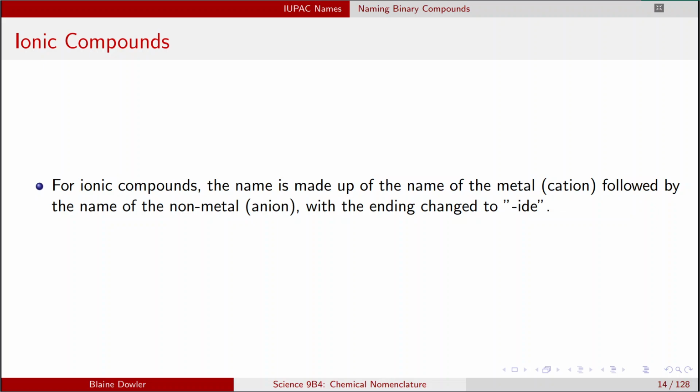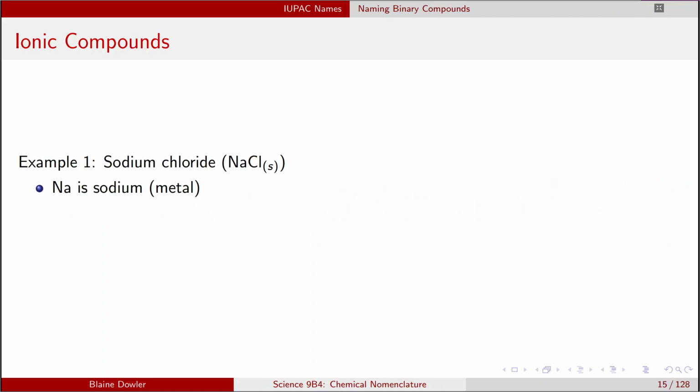For ionic compounds, the name is made up of the metal, or the cation, followed by the name of the nonmetal, the anion, with the ending changed to IDE. For example, sodium chloride, NaCl. Na is sodium, that's a metal. Cl is chlorine, it's a nonmetal. The name is sodium chloride. We change that "ine" to "ide." Oh, and I should have mentioned, see there's no bullet for it, but that subscript S makes it a solid.